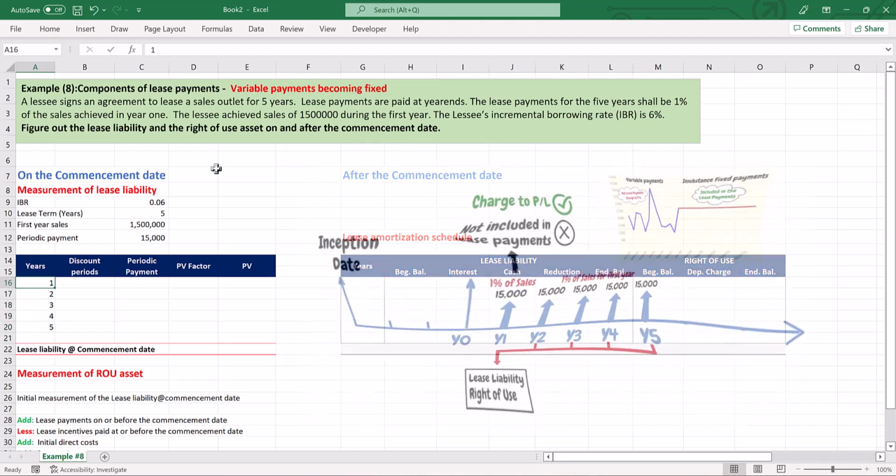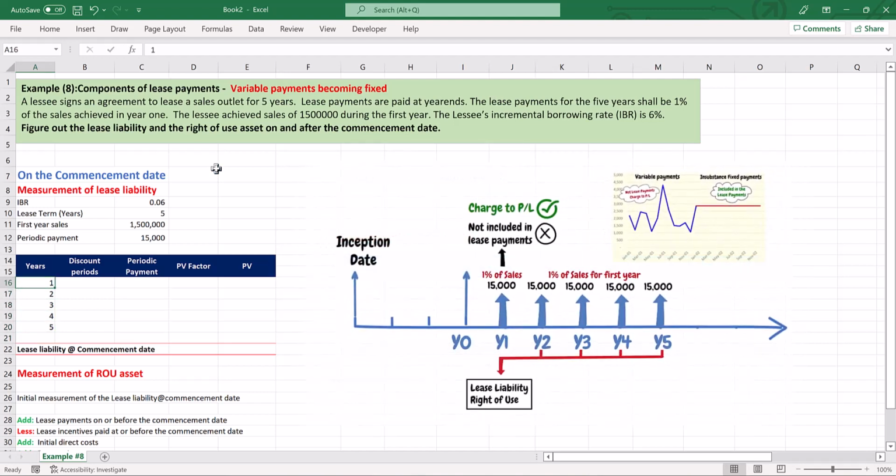The payment for the first year is charged to the profit and loss, as it is a variable payment that is based on a variable other than a rate or an index, so it is not included in the calculation of the lease liability. As for the remaining lease payments, insert the number of periods that will be used to discount each of the remaining lease payments to the end of the first year. Then the annual payments of 15,000. As we explained, starting from the second year, the annual payments are included in the lease payments, because the variability in the annual payments was resolved by the beginning of the second year, and the payments became fixed till the end of the lease.